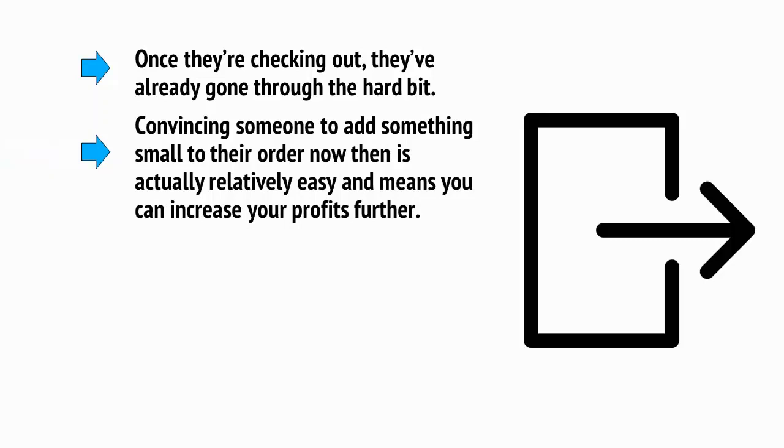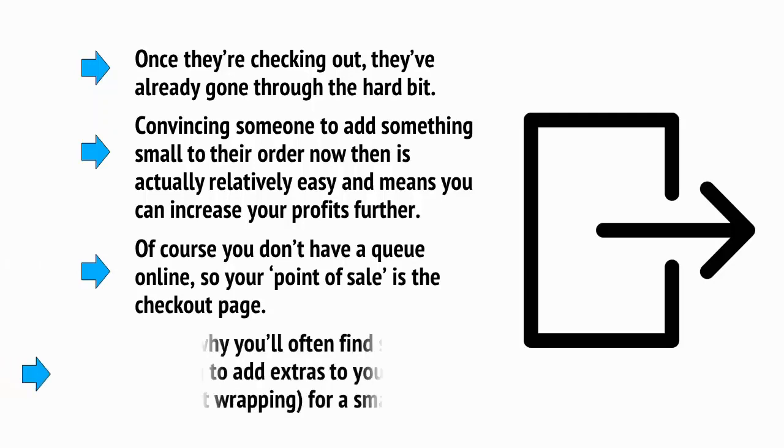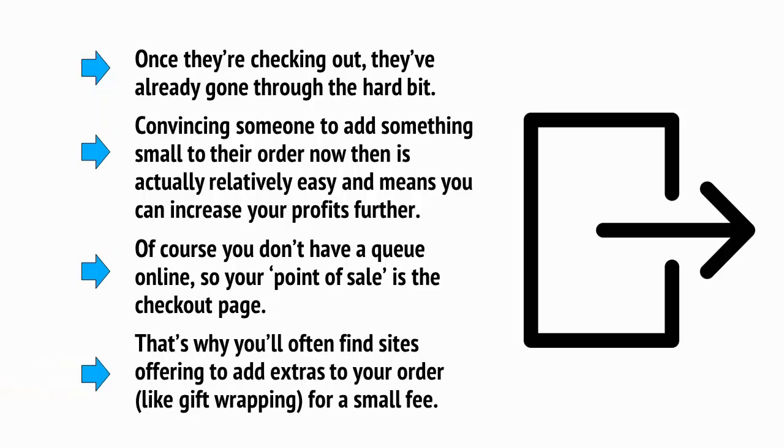Convincing someone to add something small to their order now is actually relatively easy and means you can increase your profits further. Of course, you don't have a queue online, so your point of sale is the checkout page. That's why you'll often find sites offering to add extras to your order, things like gift wrapping for a small fee.